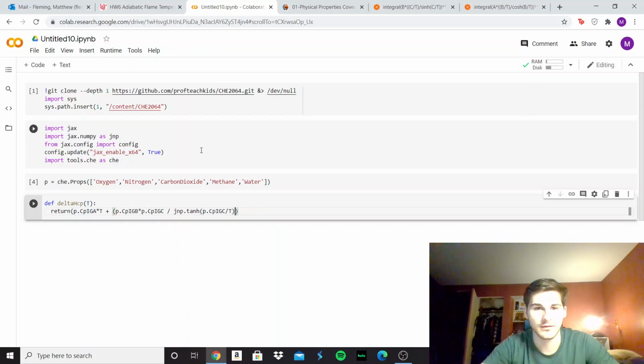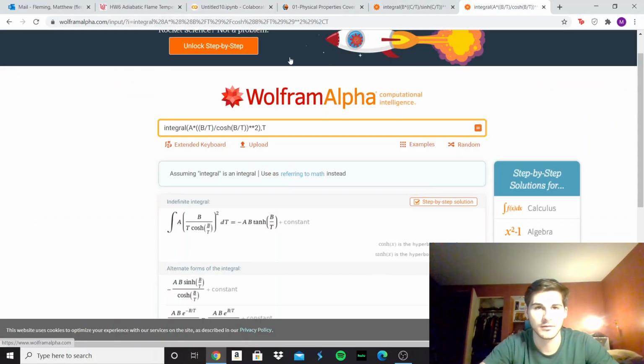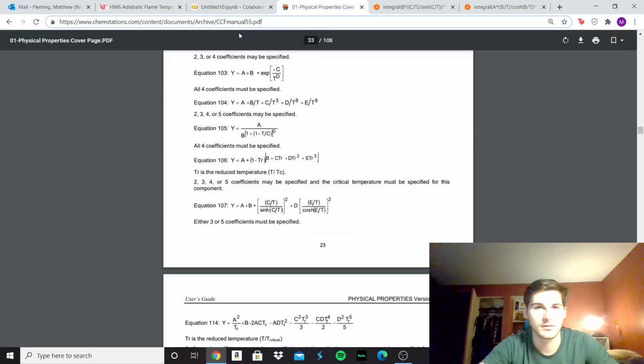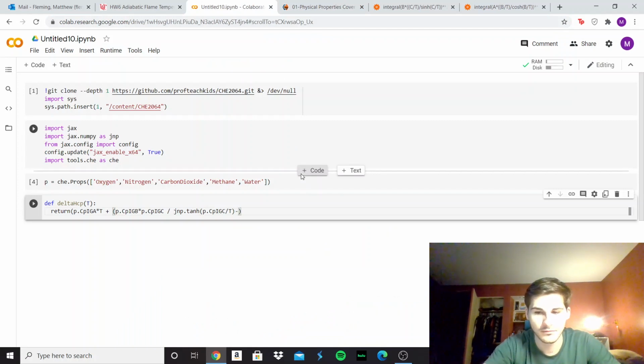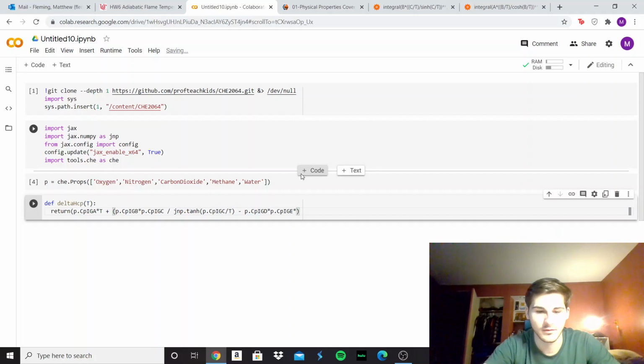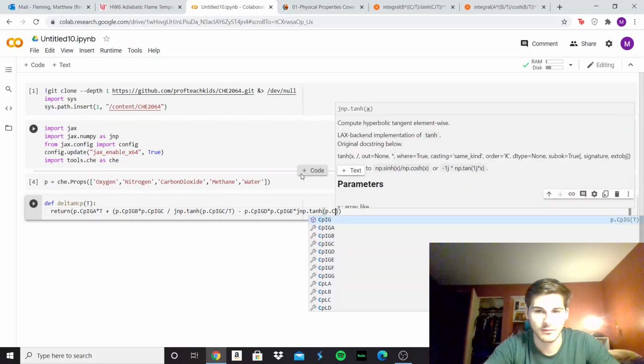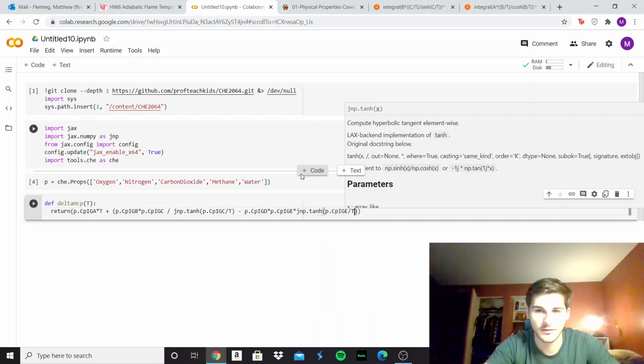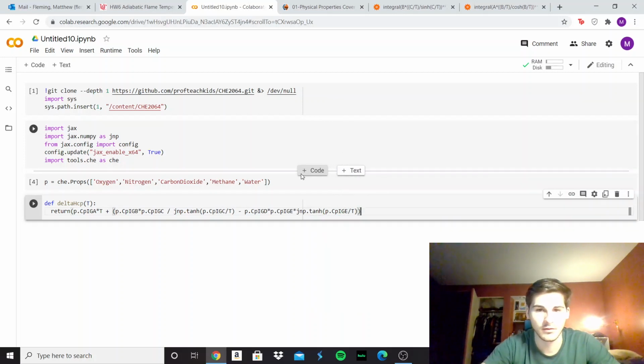And then we need to subtract this second term right here. So minus D times E times the hyperbolic tangent of E over T. So D times E times hyperbolic tangent of E divided by T.